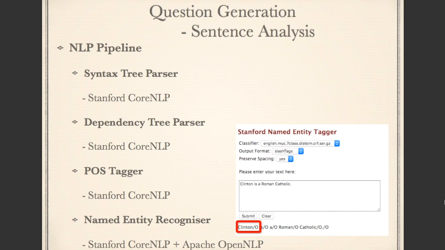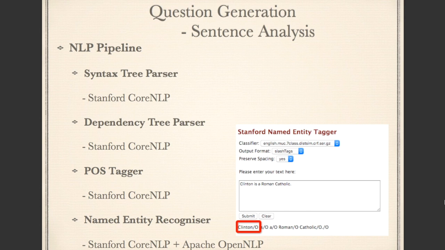The pipeline includes a syntax tree parser, dependency tree parser, POS tagger, and named entity recognizer. For the syntax tree parser, dependency tree parser, and POS tagger, we use the Stanford CoreNLP package. For the named entity recognizer, we use both Stanford NER and Apache OpenNLP. The reason for this is that the Stanford NER doesn't work well on recognizing person entities, especially when the person's name appears at the beginning of the sentence.